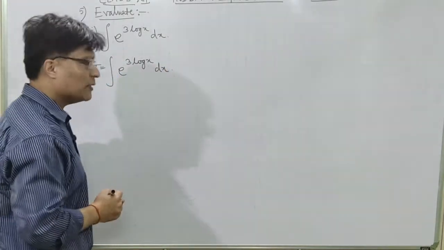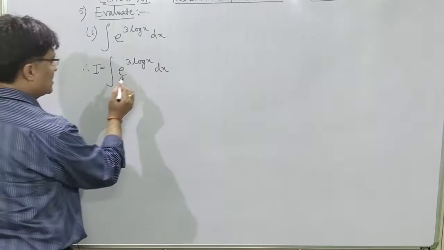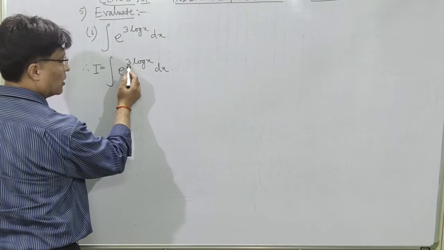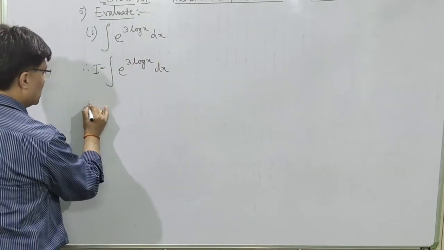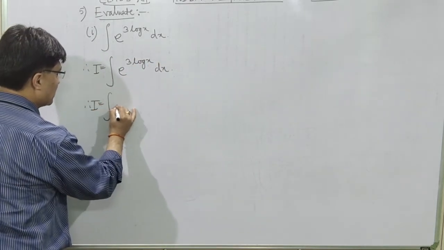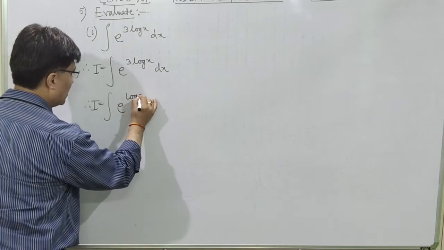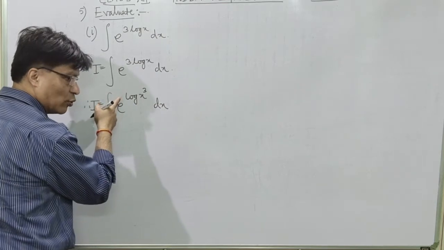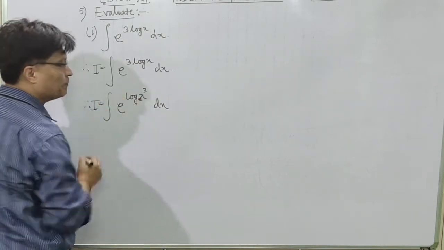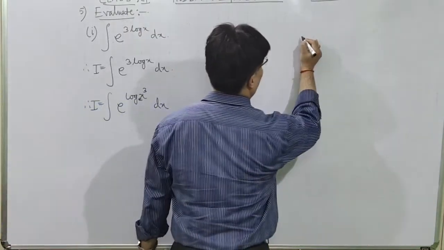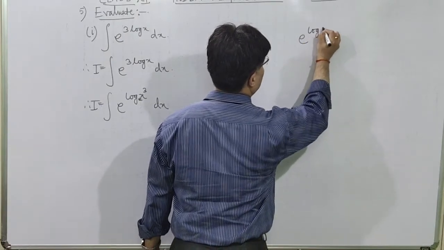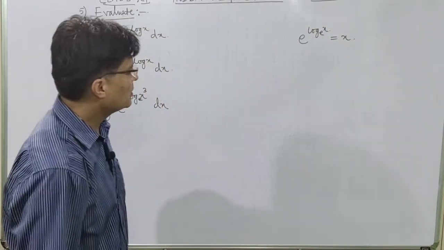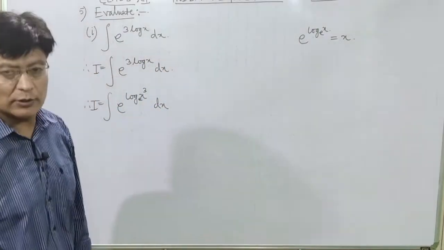Now in this case, since the coefficient of log x is 3, this coefficient becomes the power. Therefore I is equal to integration of e to the power log x cube, then dx. If there is no base for log, the base is e. So you should know that e to the power log x, base e, is always x. This is the formula: e to the power log x base e is equal to x.